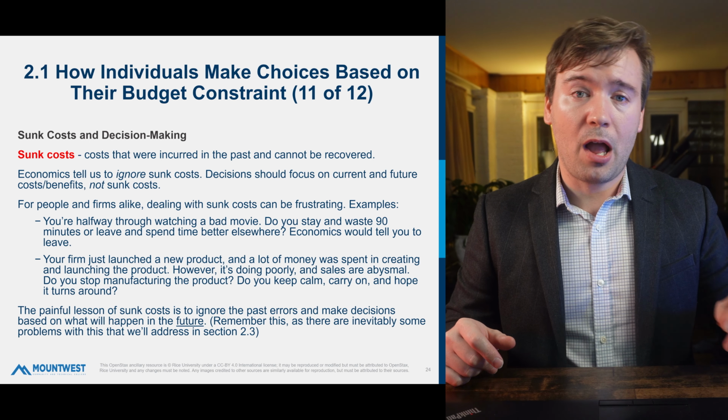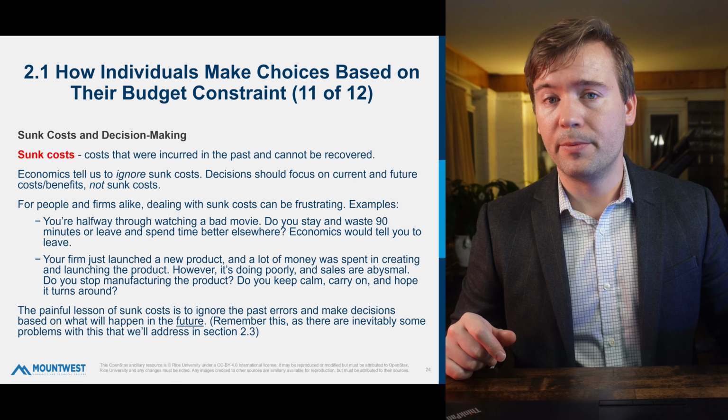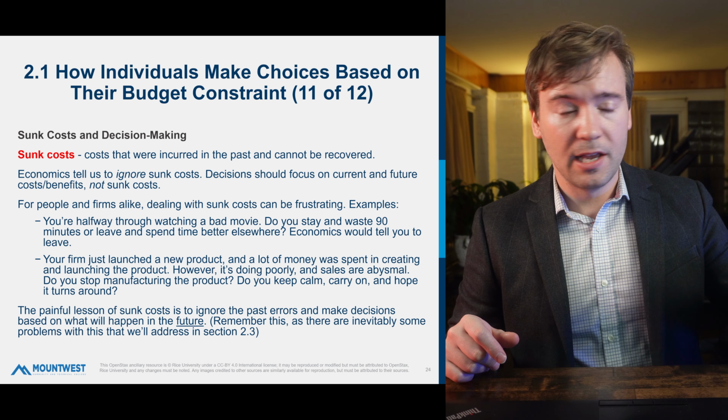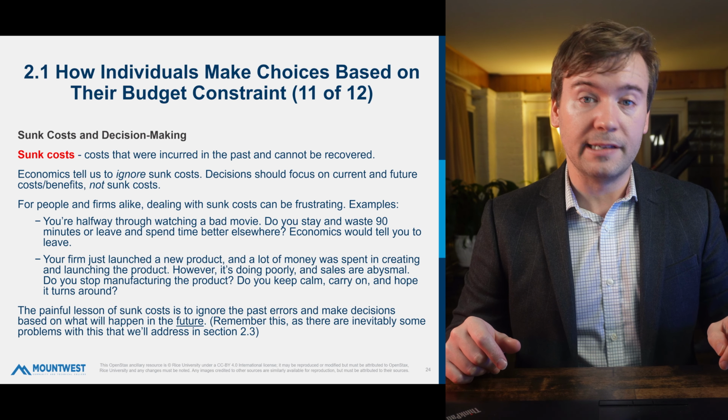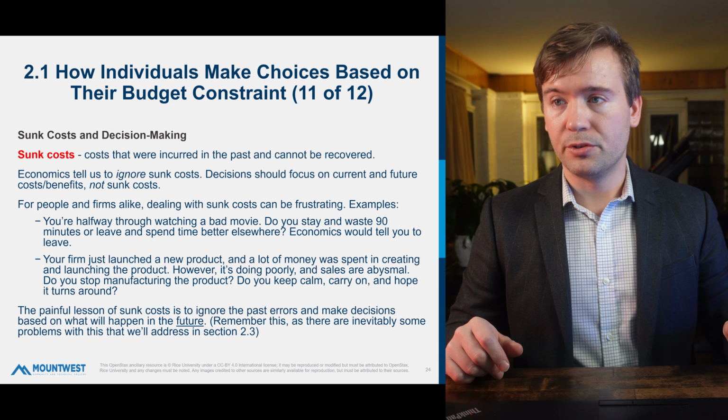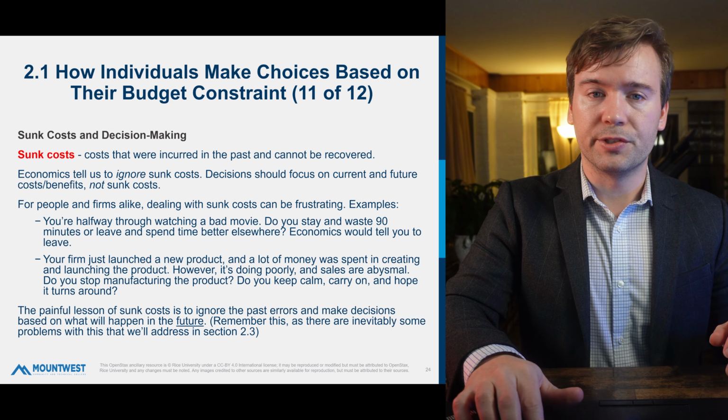And there are some problems with this. And we're going to address those problems in section 2.3. So keep that in the back of your mind because not everybody is in agreement on this. Why economically, this is what we should do, but there are other considerations.